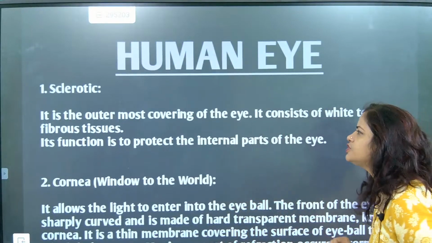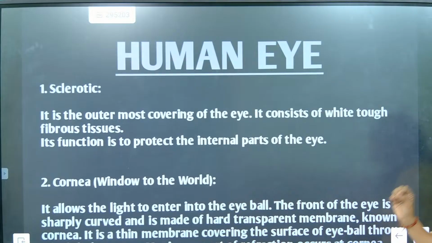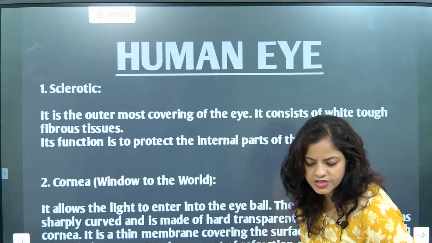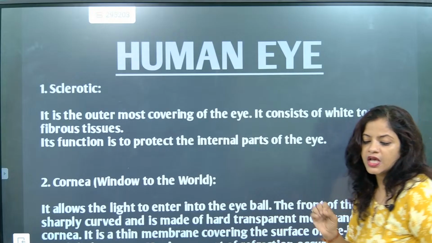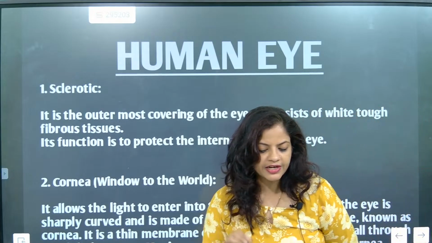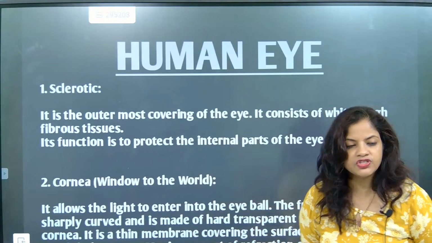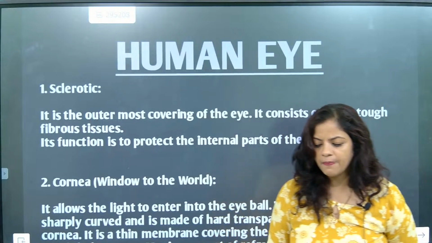Understood? The most important covering. It is the outermost covering of the eye. This was the first thing we learned. It consists of white, tough, fibrous tissues. Its function is to protect the internal part of the eye.